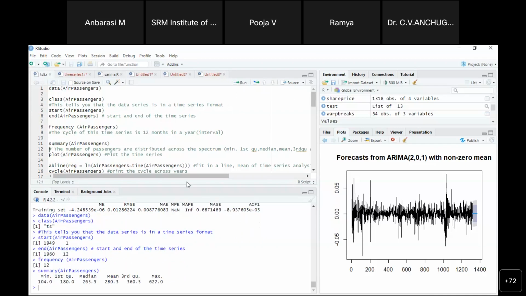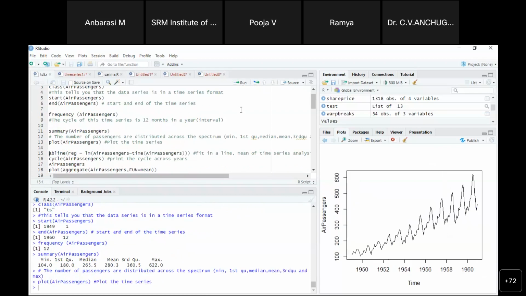If you want to see the summary, the min, median, mean, first quarter, third quarter, maximum, using summary, we can specify it. If you want, you can see the plot also. When you observe this plot, it is showing an uptrend. Uptrend means what? The given data set is not stationary.